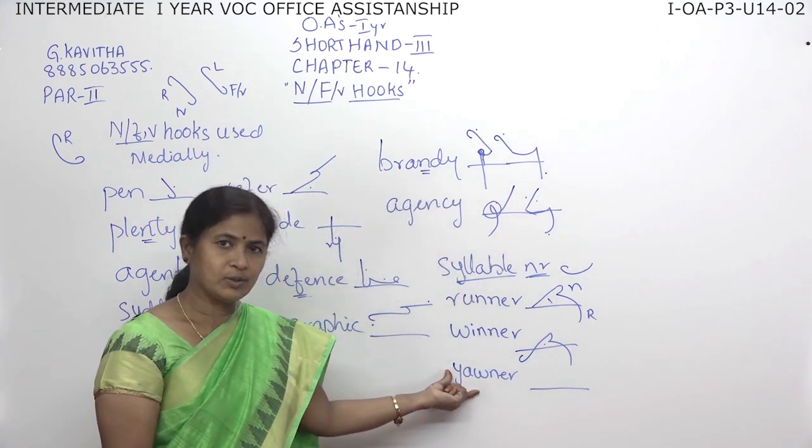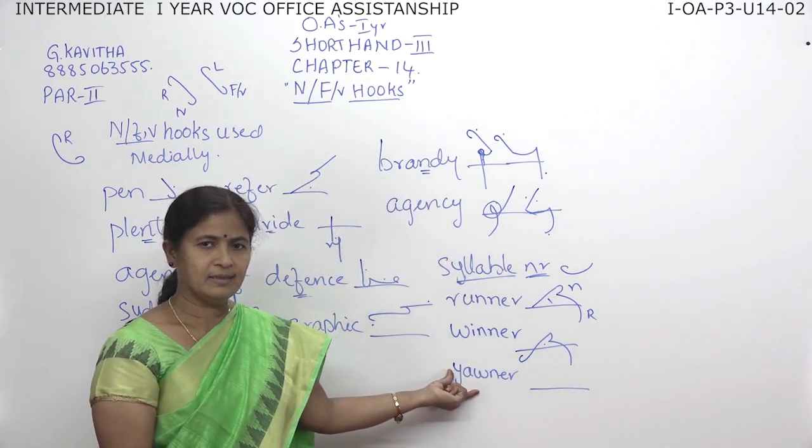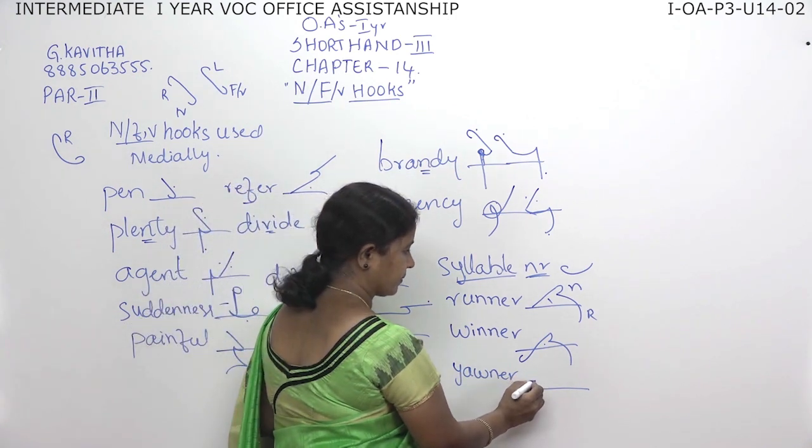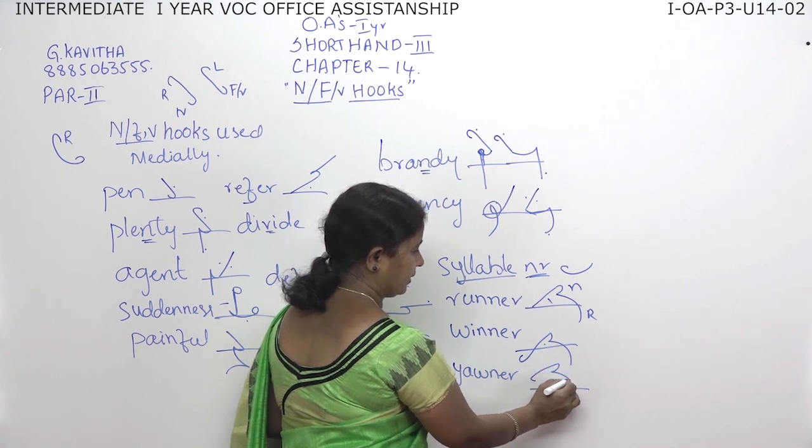Yawner. A is also an upstroke. How do we write? A is an upstroke, right? Yawn, first place. Yawn and are.